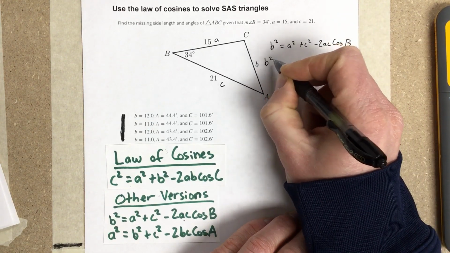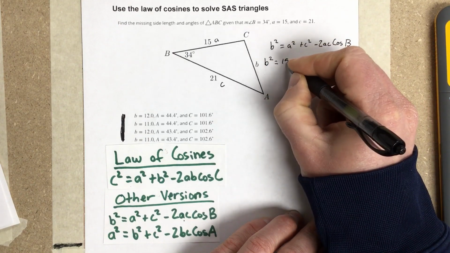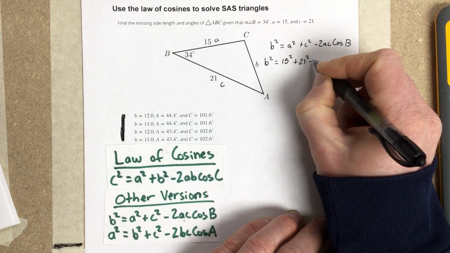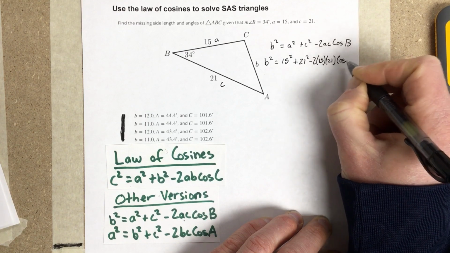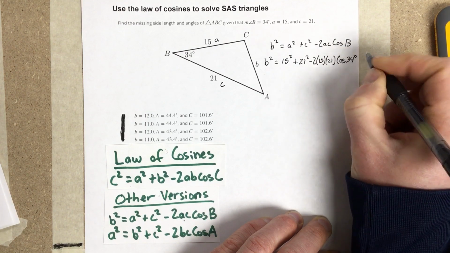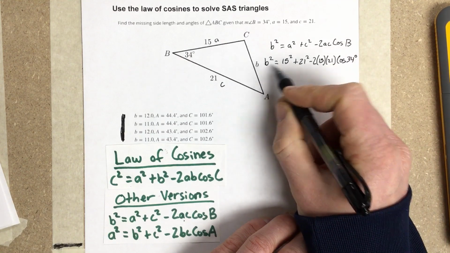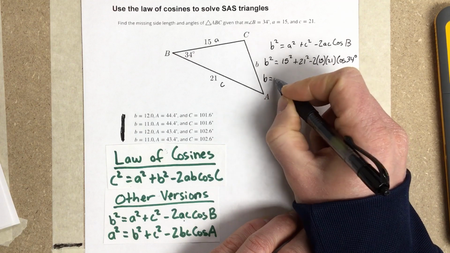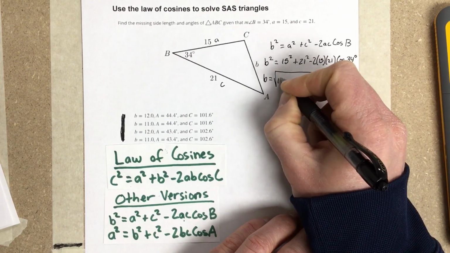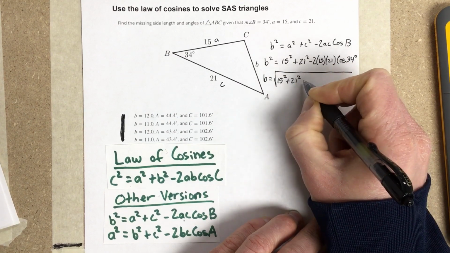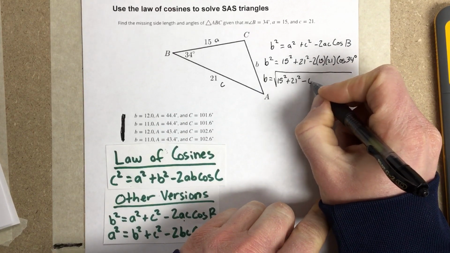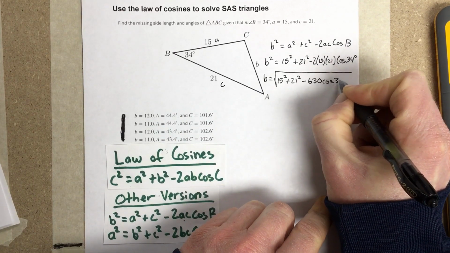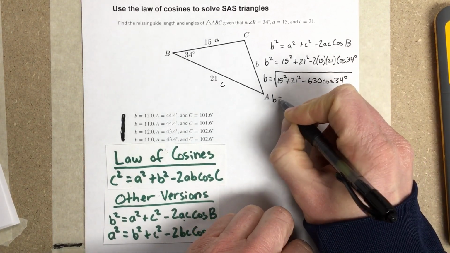So if I start using that, I say b squared is equal to a squared, which in our case is 15 squared, plus 21 squared, minus 2 times 15 times 21, cosine of b, which is 34 degrees. Make sure you're in degree mode when you go to evaluate this, by the way. I'm going to take the square root of the right side, so I end up with b is equal to the square root of 15 squared plus 21 squared minus, I'm going to take this 2 times 15 times 21 in the calculator quick, so I just have more room. So it's minus 630 cosine 34 degrees.